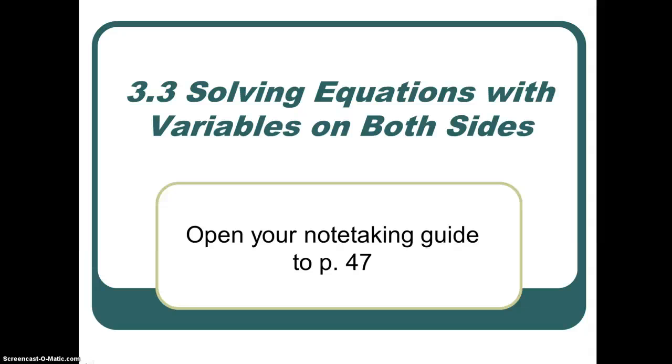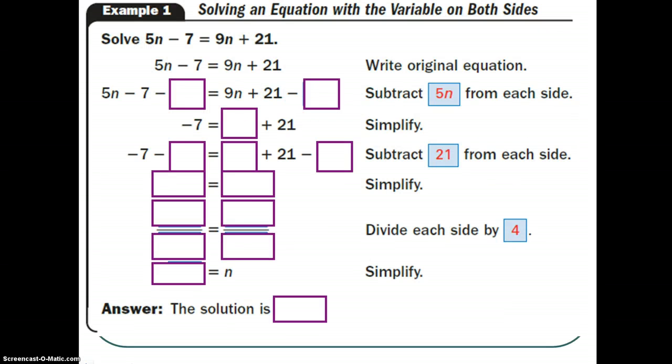Lesson 3.3, solving equations with variables on both sides. Let's look at example 1. You can see we have variables on both sides of the equation. We have a 5n and a 9n. Before we do anything else, let's change our subtracting to adding the opposite.